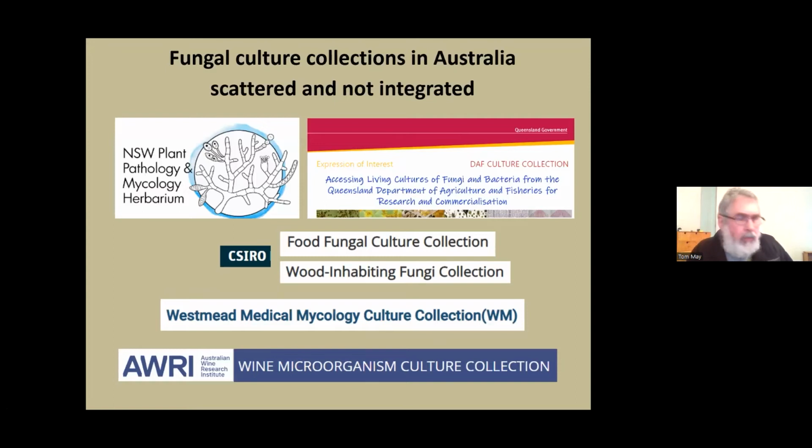There are fungal culture collections around the plant pathology area, obviously really important to do with plant pathogens. CSIRO holds a number of specialist collections that are not actively curated anymore. There are medical mycology culture collections with things like pathogenic yeasts, and then other niche areas like wine microorganisms. And there is no integration amongst these different institutions. There's no central place we can access the data, although the Atlas of Living Australia is helping.